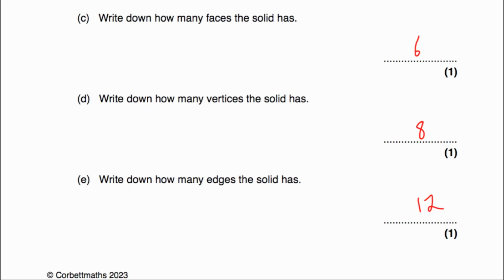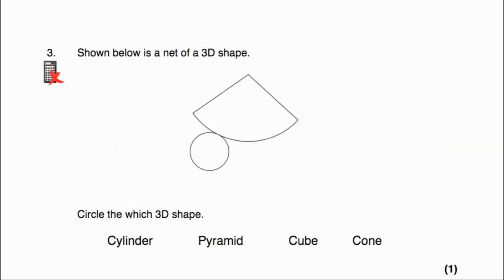And that's it. Okay, let's have a look at question number 3. Question number 3 says, shown below is the net of a 3D shape. Circle which 3D shape it is.